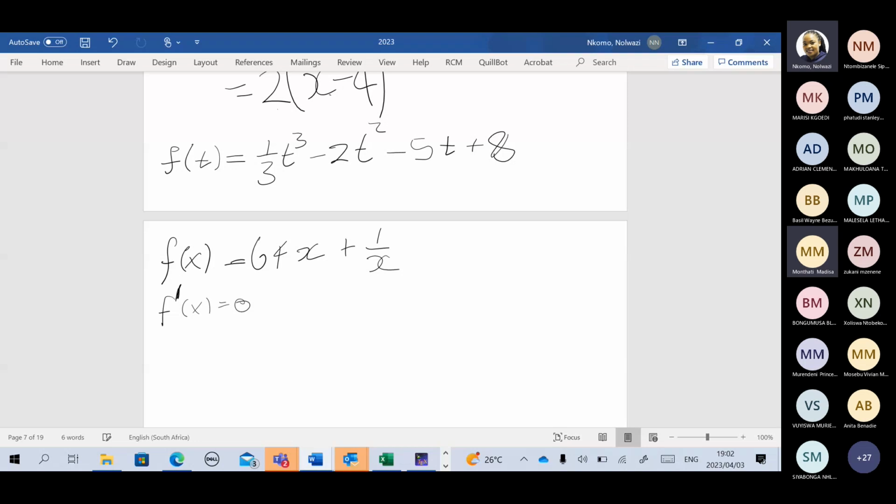Are you guys done? Okay, please give me the first derivative at least. It's 64 minus x to the power -2. And if we equate this to 0, it's actually 64. Yeah, we get that.